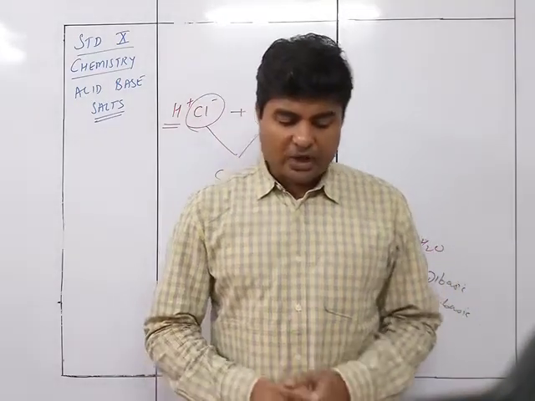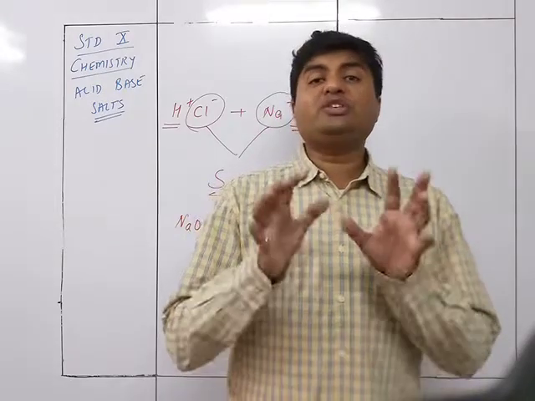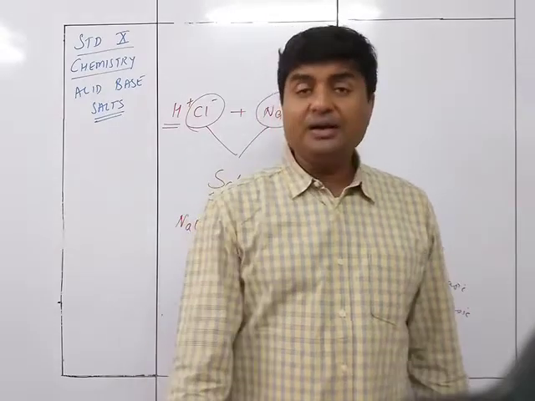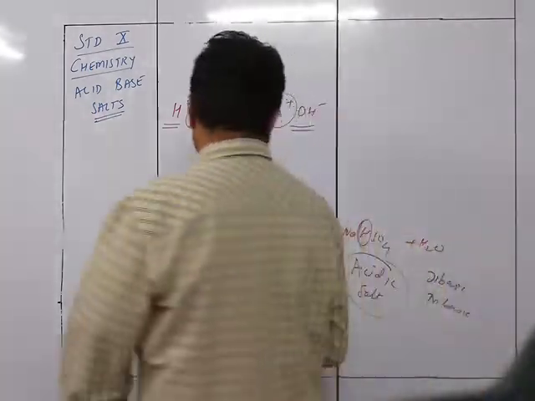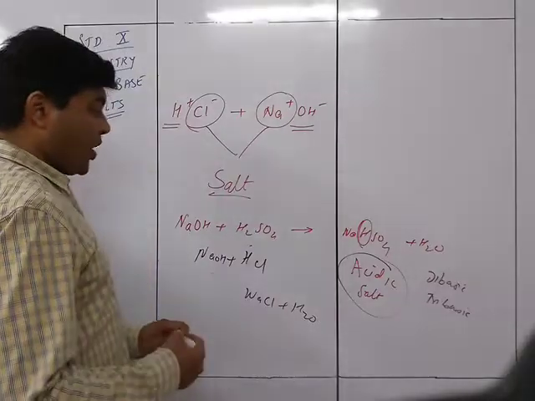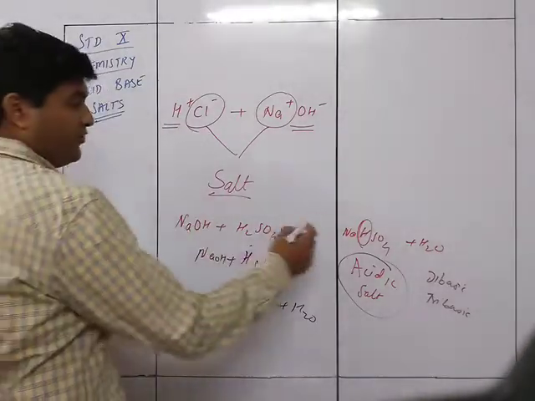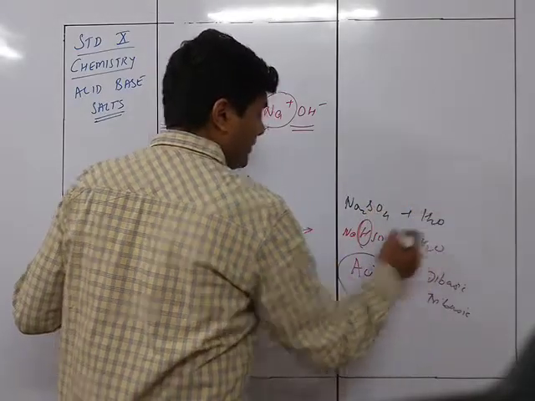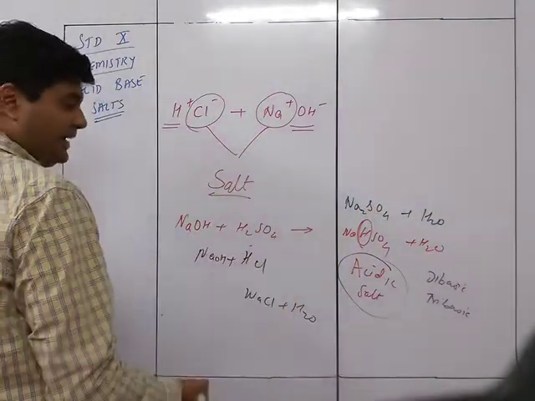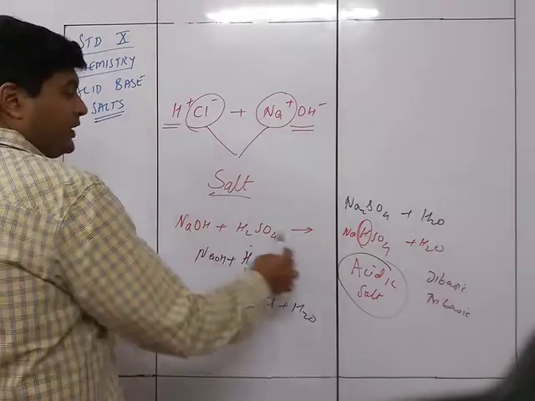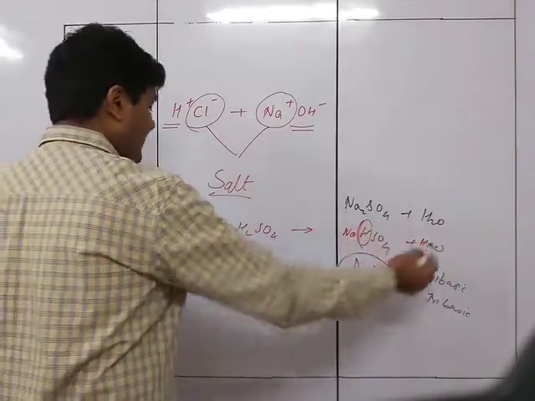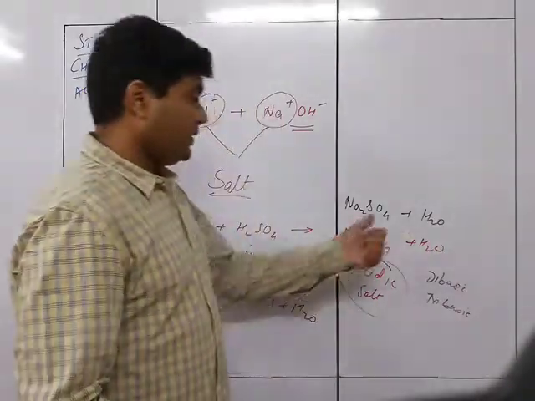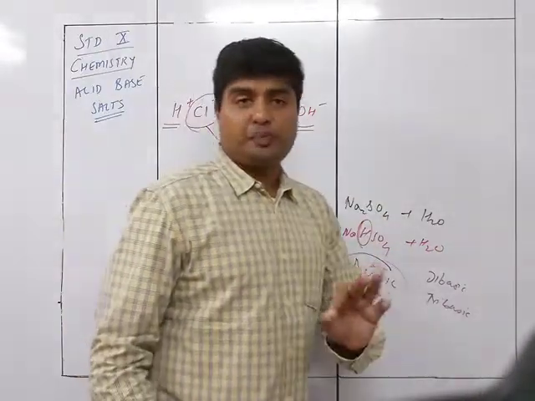Now we come to the normal salt. When the dissociation takes place completely, then it is a normal salt. So when the hydrogen would have been displaced completely, it could have formed Na2SO4 plus H2O, because it got completely displaced. Such a condition over here is complete displacement.